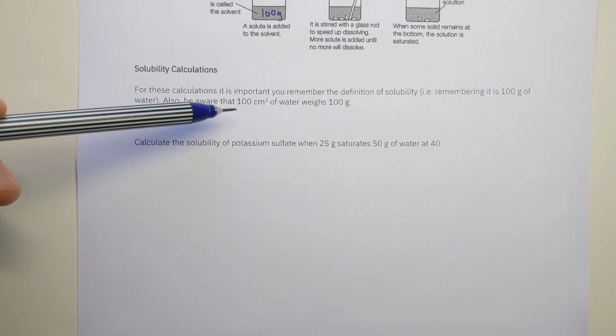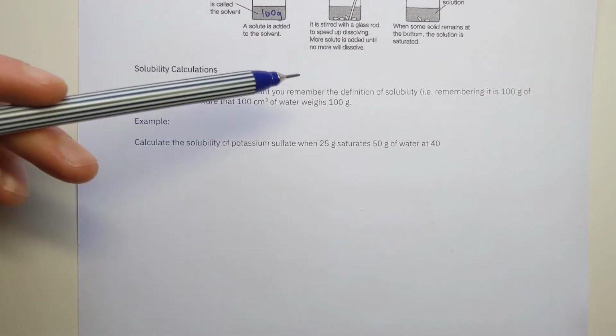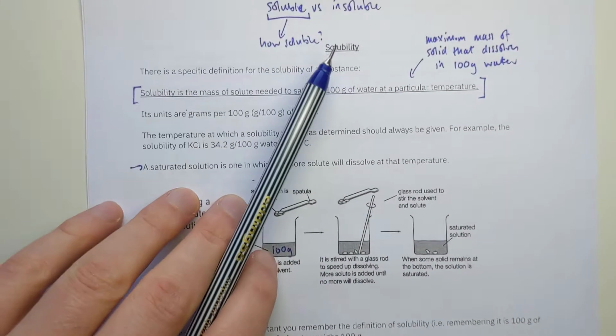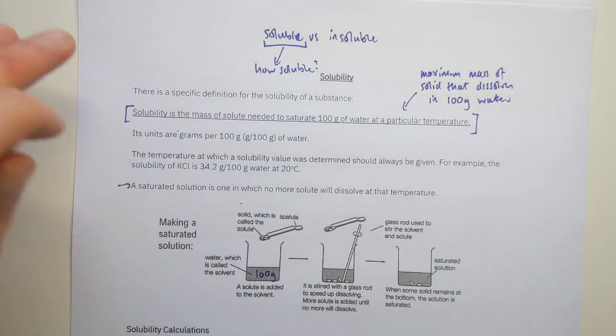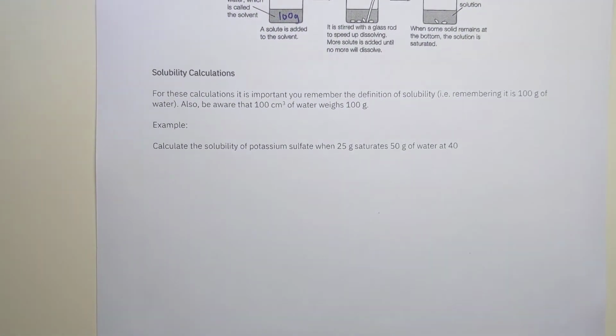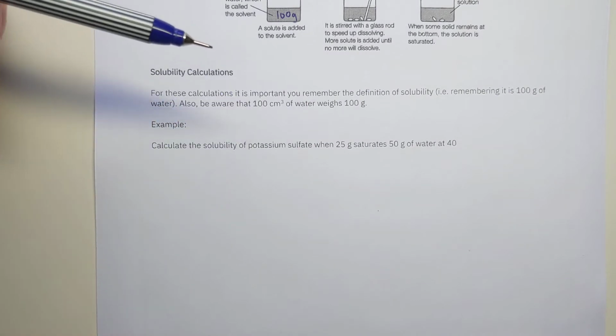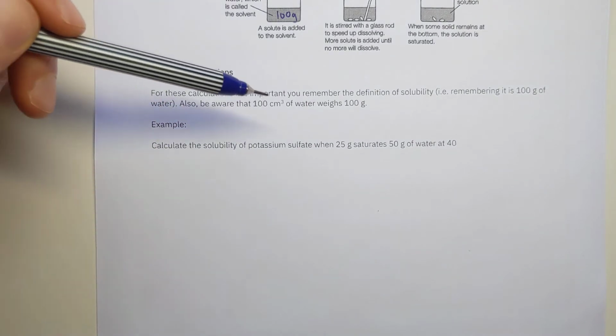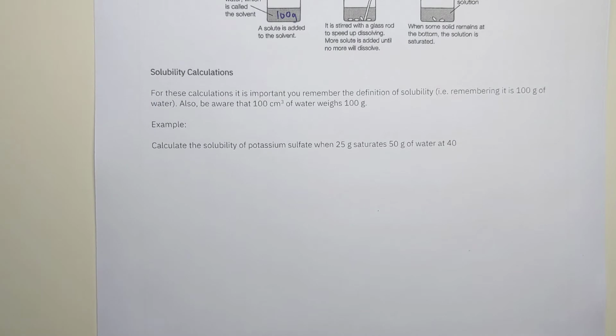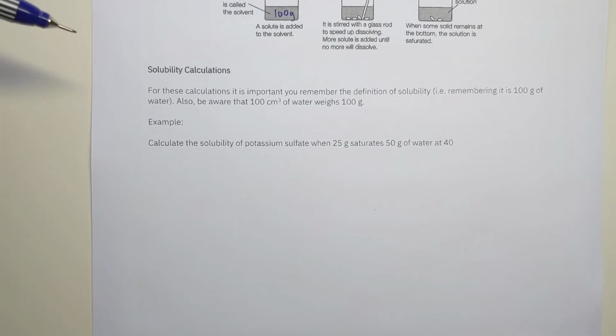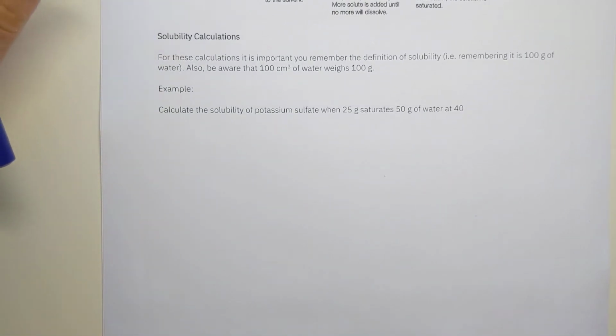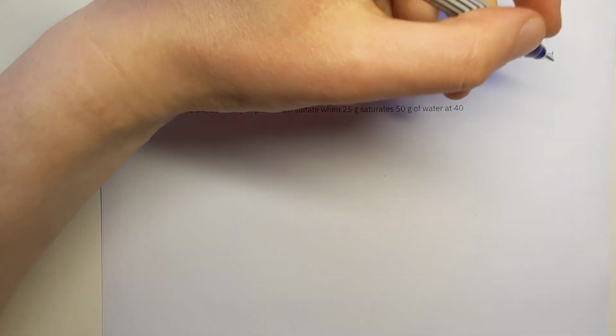While that's there, sometimes questions can be a bit sneaky. You might be quite prepared that the definition should have 100 grams of water, but they might give it to you in a question as 100 centimetres cubed of water. That might be confusing, but you just have to remember 100 centimetres cubed is the same thing as 100 grams of water, so it works in our definition in the same way. Here's an example of a very simple calculation you might have to do. Calculate the solubility of potassium sulfate when 25 grams saturates 50 grams of water at 40, it should be 40 degrees C, we typo there.